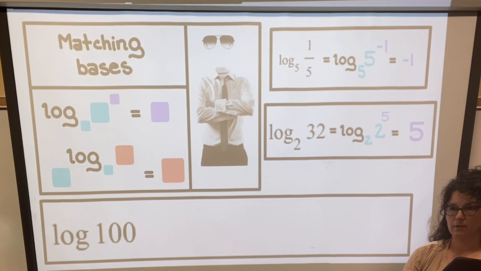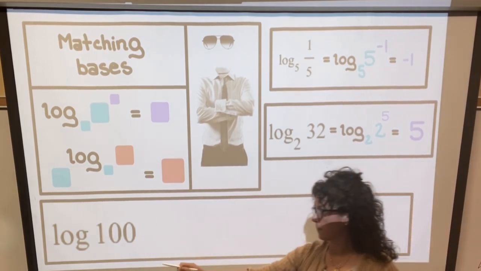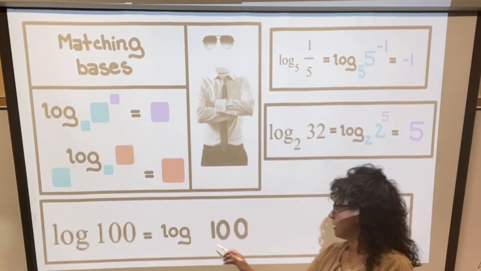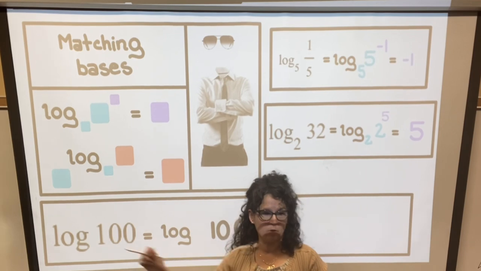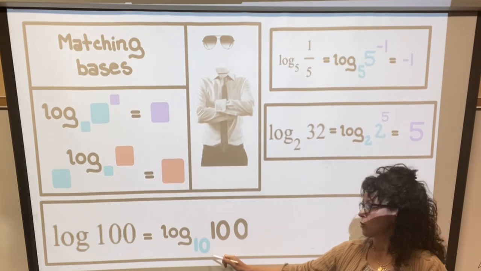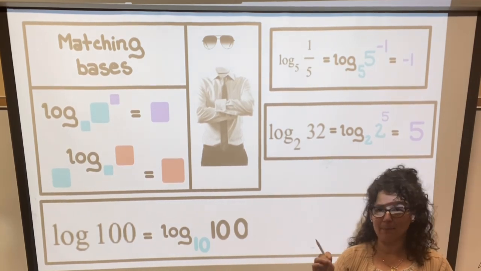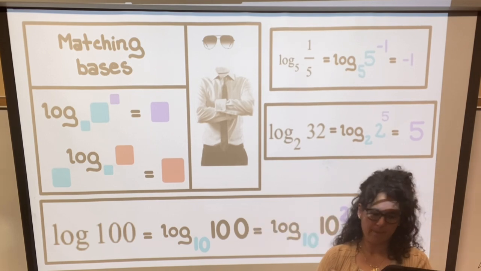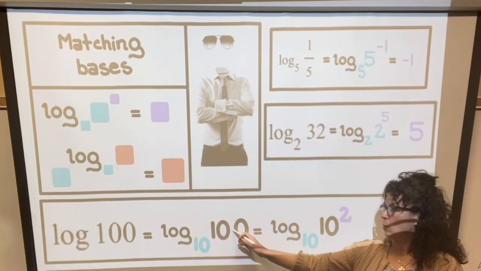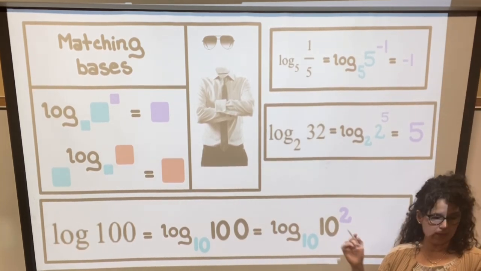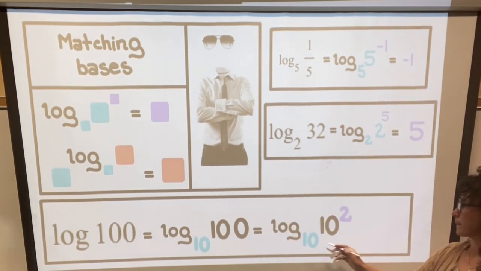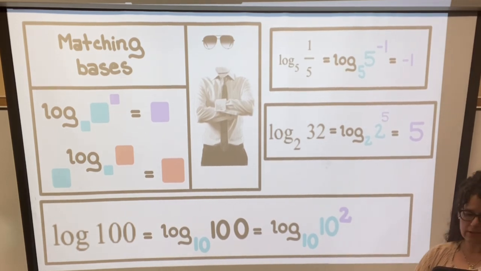Okay, so let's do another one. This guy here, log of 100. We don't see it, but what's the base when it's invisible? It's 10, okay? So if I'm gonna use this property, I need the bases to match. So this is going to be base 10 still, but 100 is 10 to the second. And since these bases match, the answer is 2.